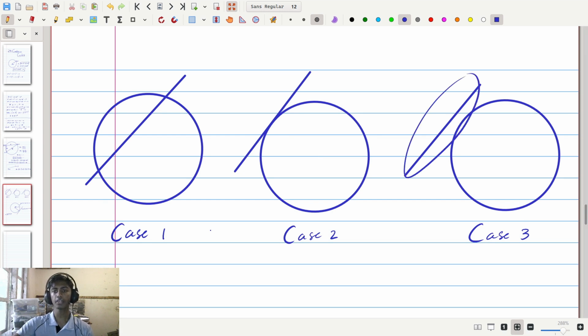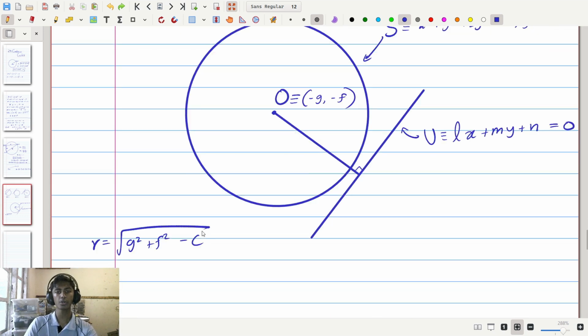As for the third case, we can see when the line is outside the circle, the distance from the center up to the line itself is going to be greater than the radius of the circle. Therefore, what we need to do is to try and find the distance between the center of the circle and the line, and using that, check whether it's greater than, less than or equal to the radius of the circle in order to see whether we are in case 1, case 2 or case 3.